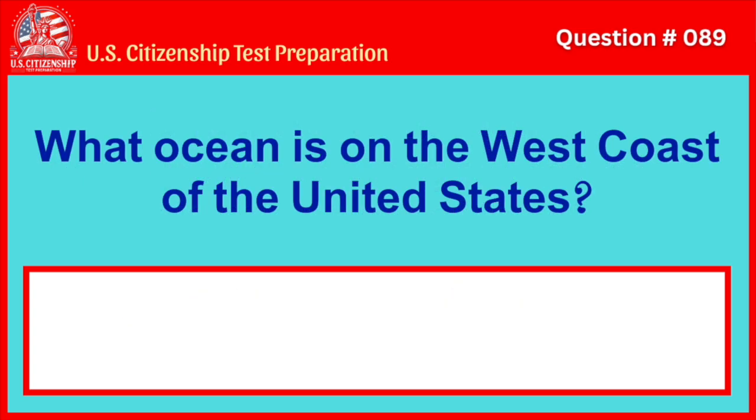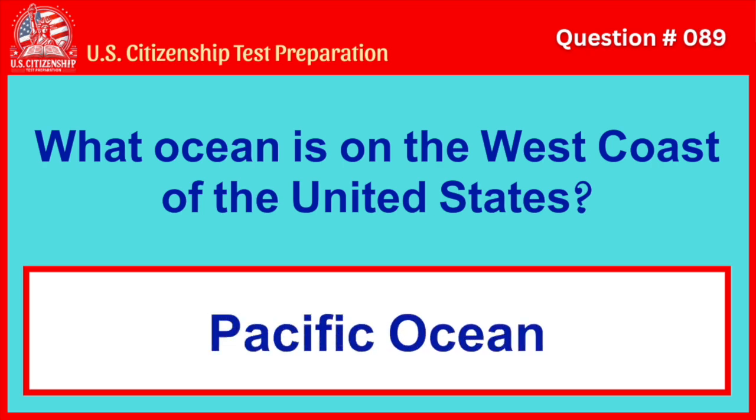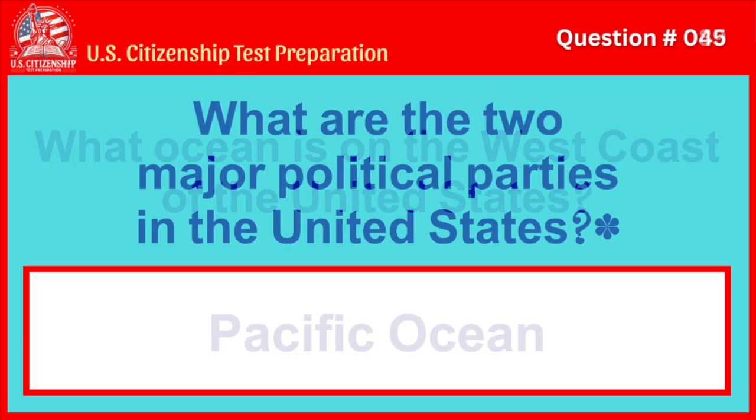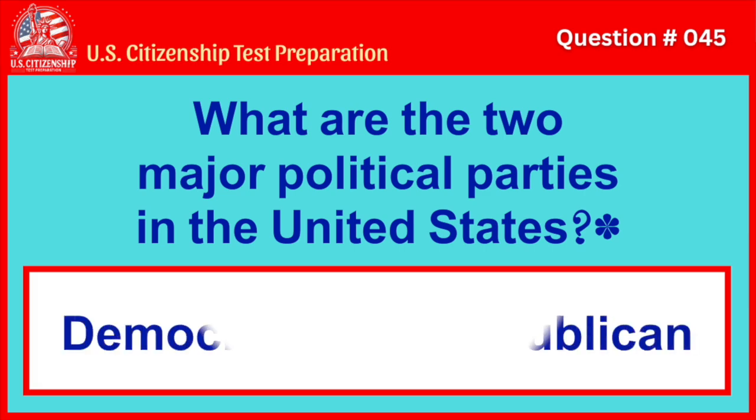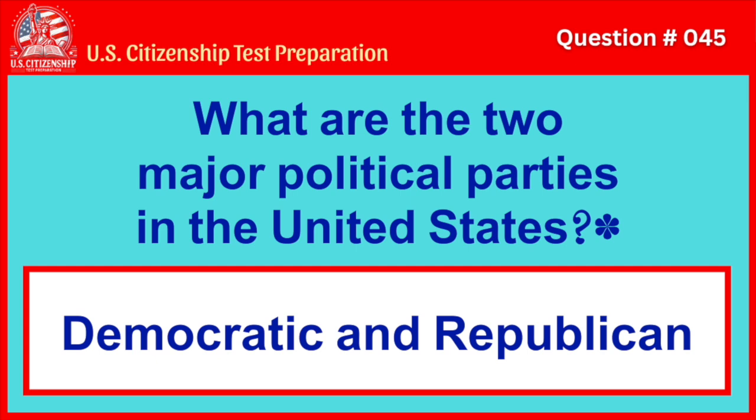What ocean is on the west coast of the United States? Pacific Ocean. What are the two major political parties in the United States? Democratic and Republican.